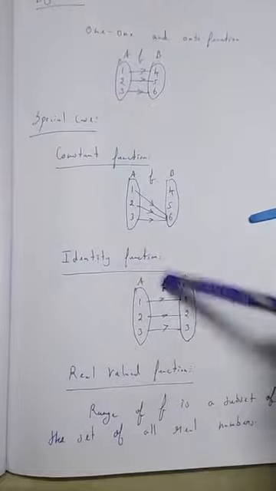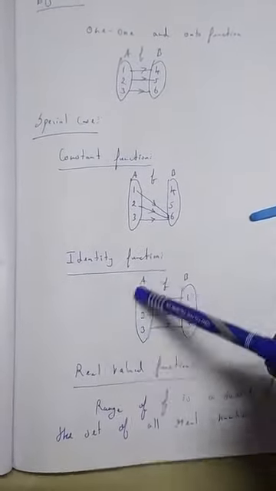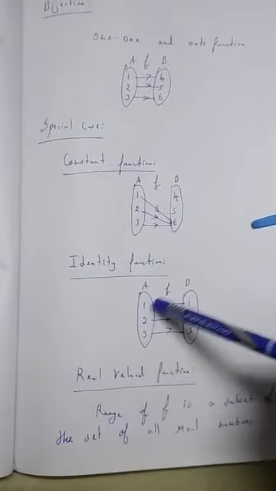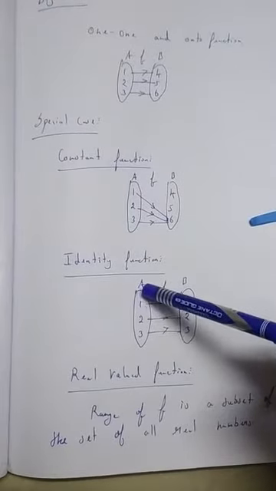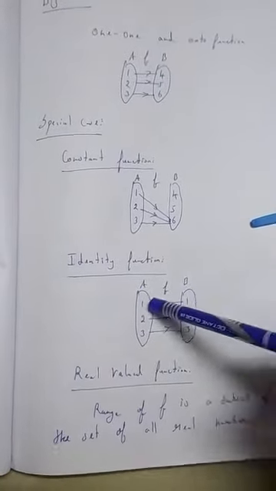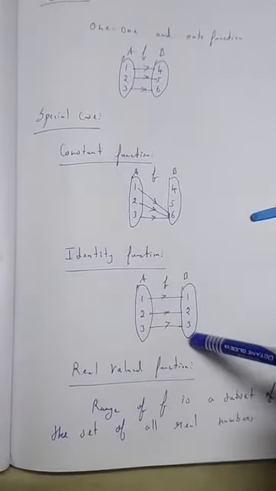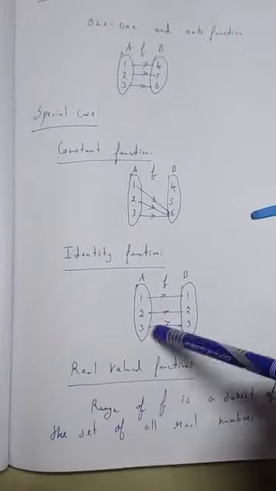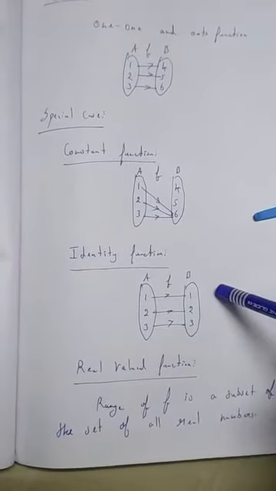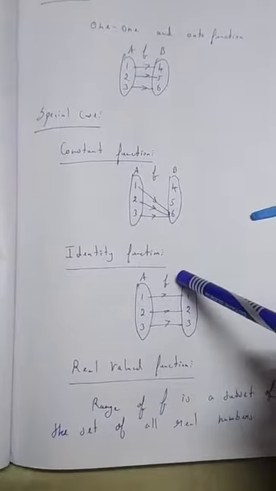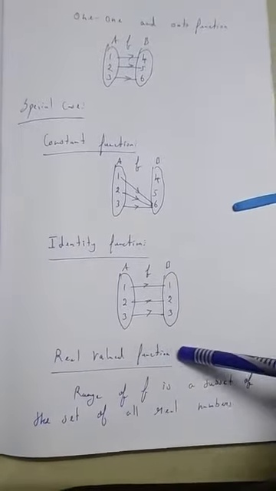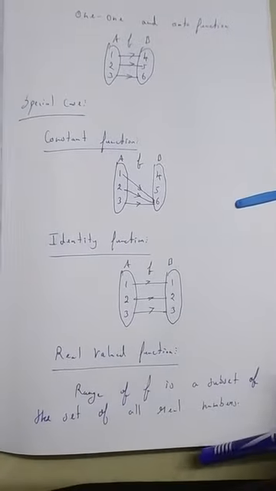And the next one is identity function. It is nothing but if set A is equal to set B, it means it is identity function. If the elements are the same in both the sets, here also we have 1, 2, 3, here also we have 1, 2, 3. So these are all connected here. Therefore, it is identity function. Identity means same, identical.